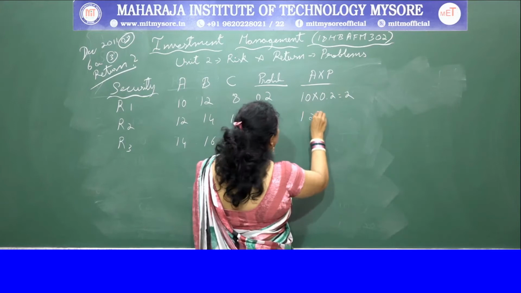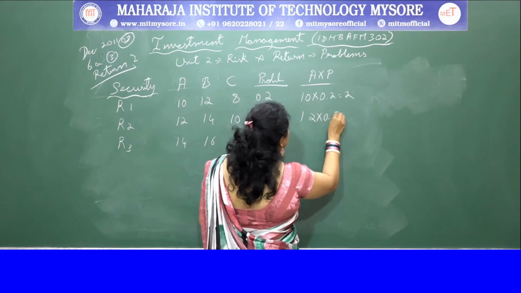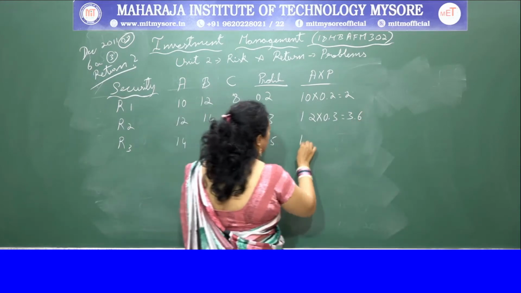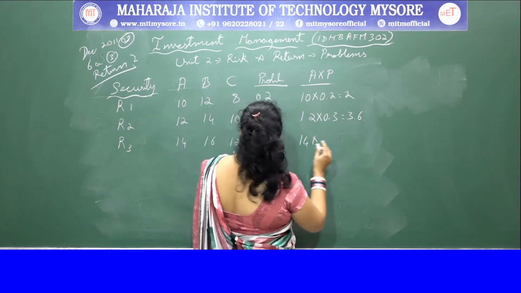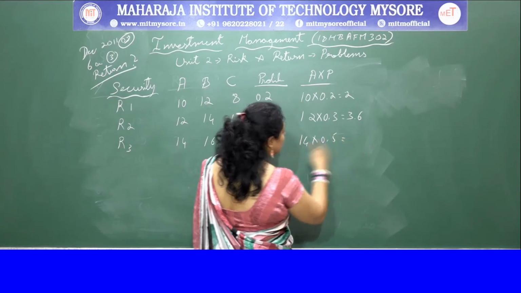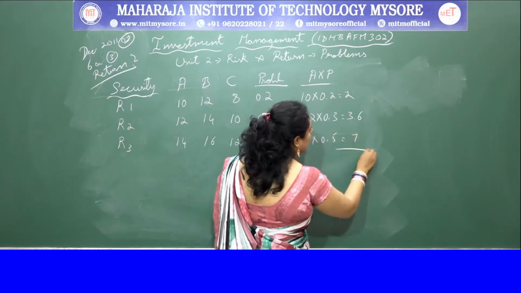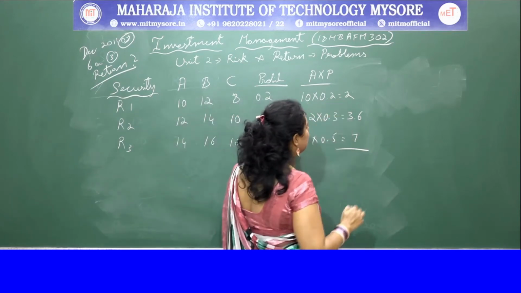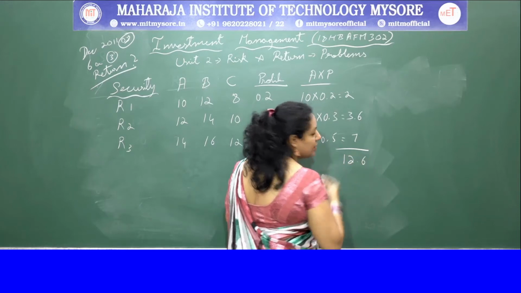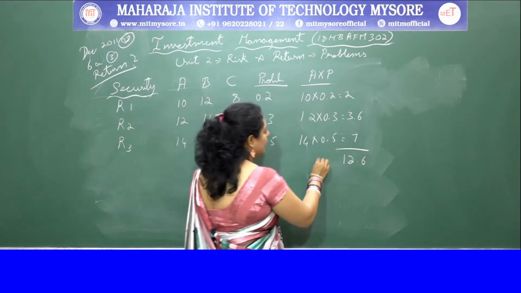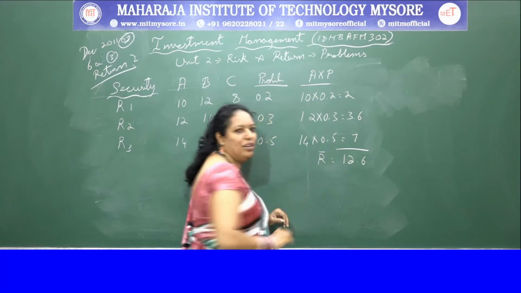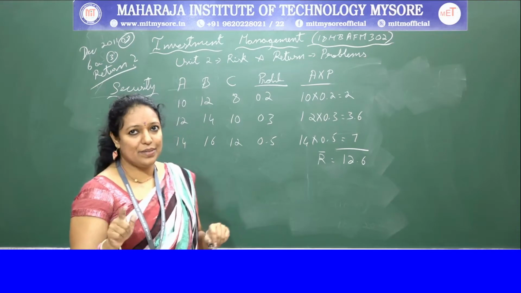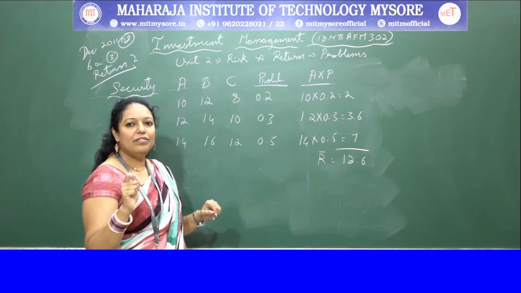12 into 0.3, that is 3.6. Like this, we have to write 14 into 0.5. Half of 14 is 7. Then you have to total it. 7 plus 3, 10. 10 plus 2, 12. 12.6. That's the expected rate of return.